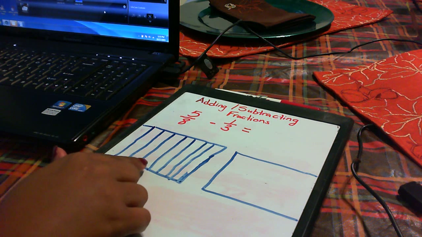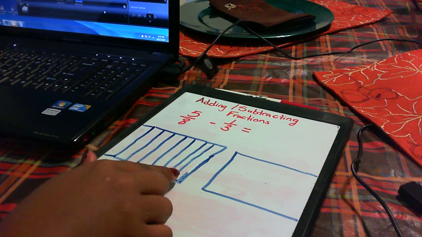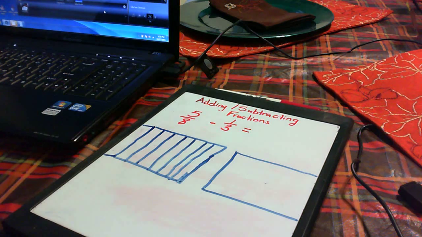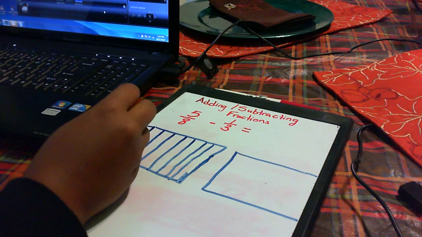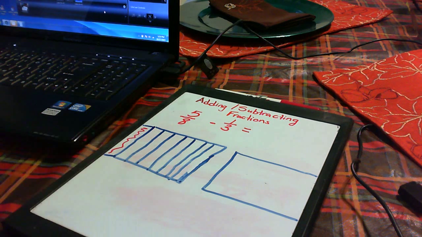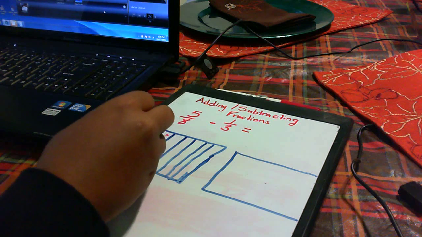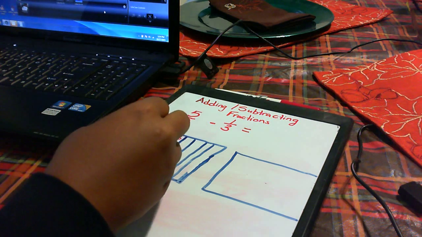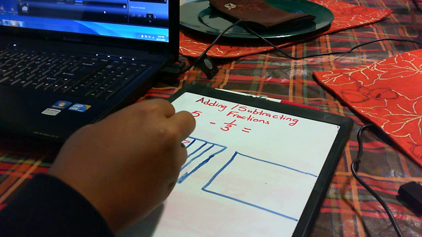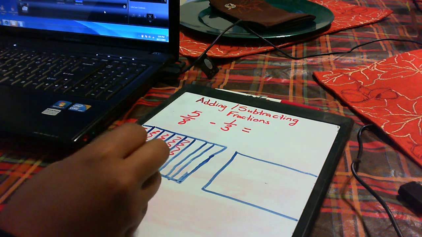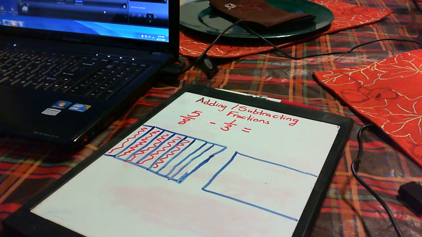1, 2, 3, 4, 5, 6, 7, 8. And I have to look at the fraction. My numerator tells me I need to shade in 5 pieces. So, 1, and I just did a squiggly line because I don't want to spend a lot of time coloring. 2, 3, 4, 5. And again, I pick 5 because that's what my numerator tells me.